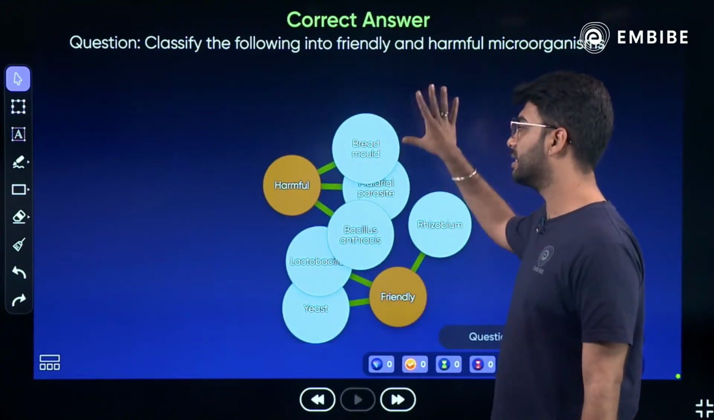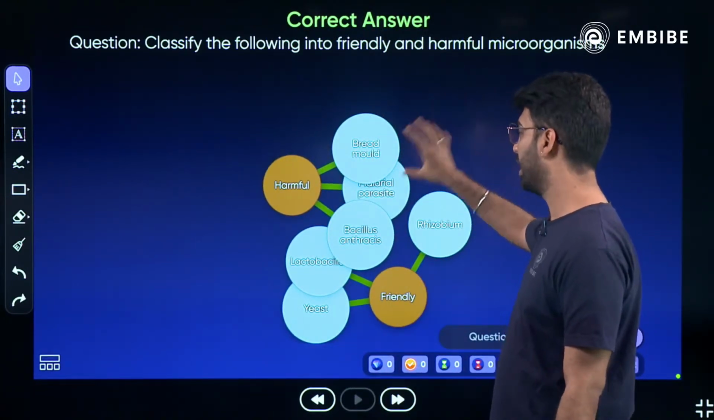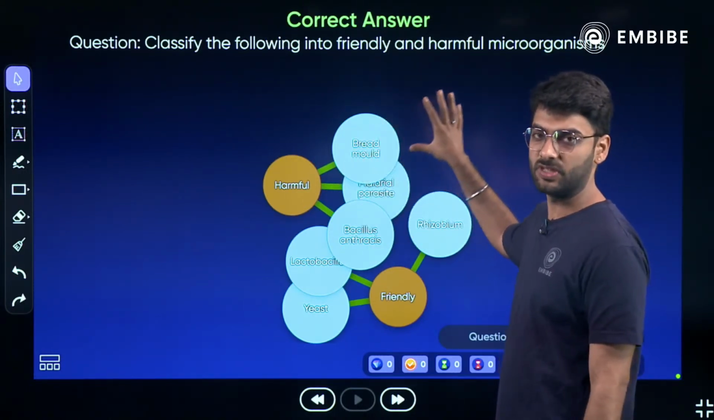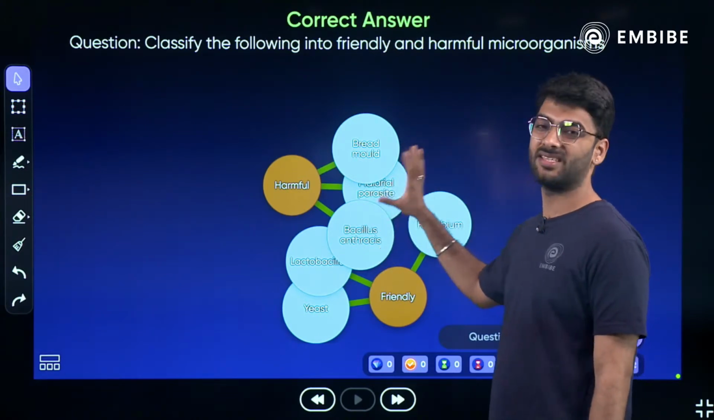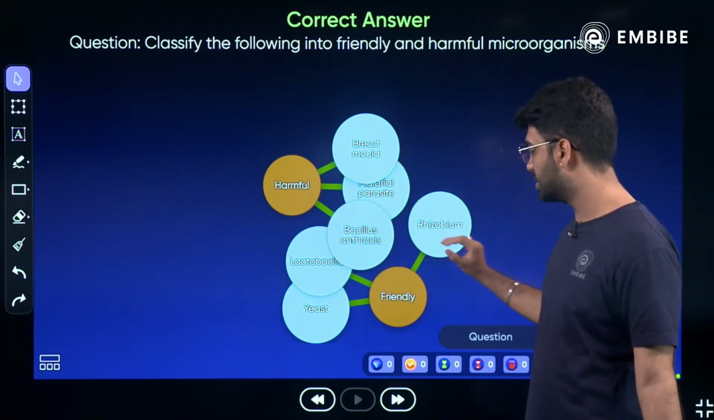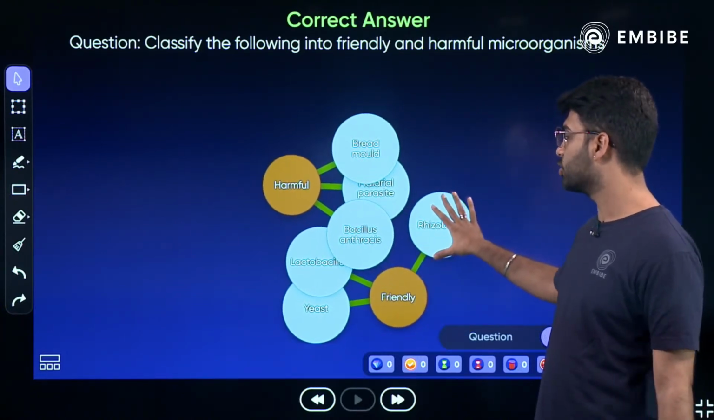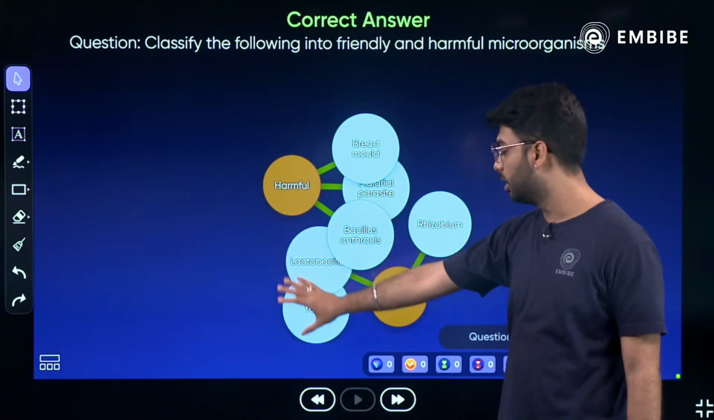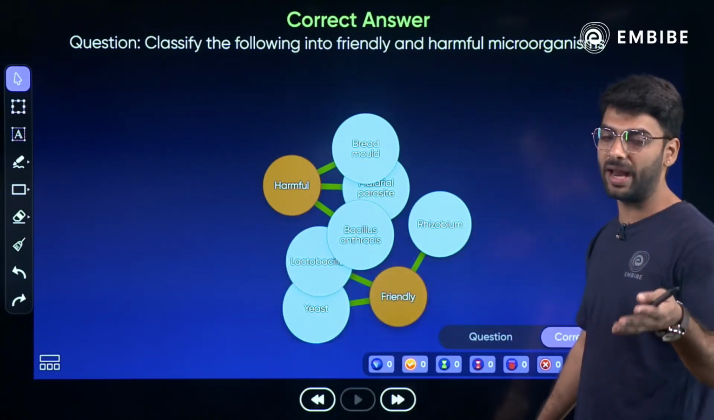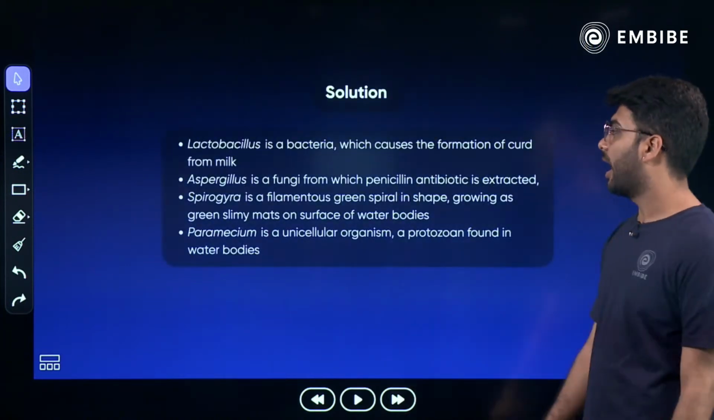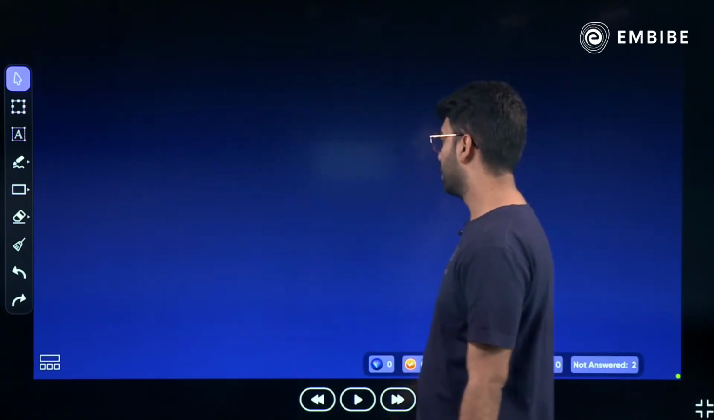Bread mold is something that causes food spoilage. Malarial parasite causes malaria. That is Plasmodium vivax, which is a protozoa. Bacillus anthracis is a bacteria that causes anthrax, both in humans as well as in animals. Among friendly microbes we have got rhizobium, which helps in nitrogen fixation. Lactobacillus helps in making curd, and your yeast helps in making bread and cakes and alcohol. And you are absolutely correct.